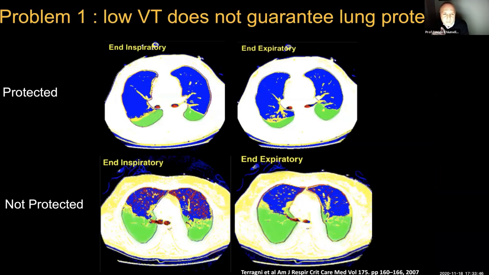Now, we know from many years ago, this is from Pier Paolo Terragni's paper, basically they looked at patients treated with the recipe of lung protective ventilation: 6 mL/kg, plateau pressure less than 30. But you can see that some of these patients, the patients with a bigger lung, were protected, and the ones who had a more collapsed or consolidated lung were not protected. You can see the one in red, which are areas of over-distension and over-inflation. And if you take that associated with the heterogeneity of the lung, you call that ventilator-induced lung injury.